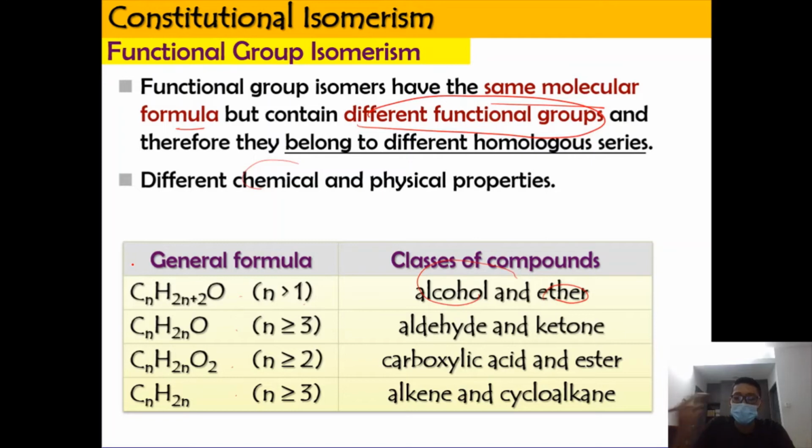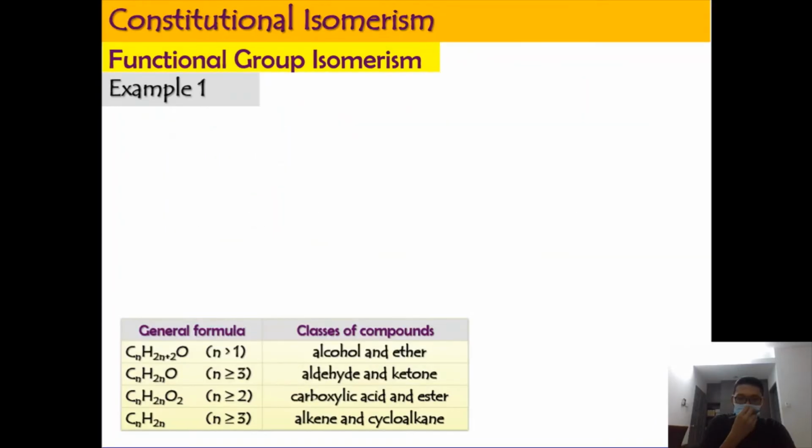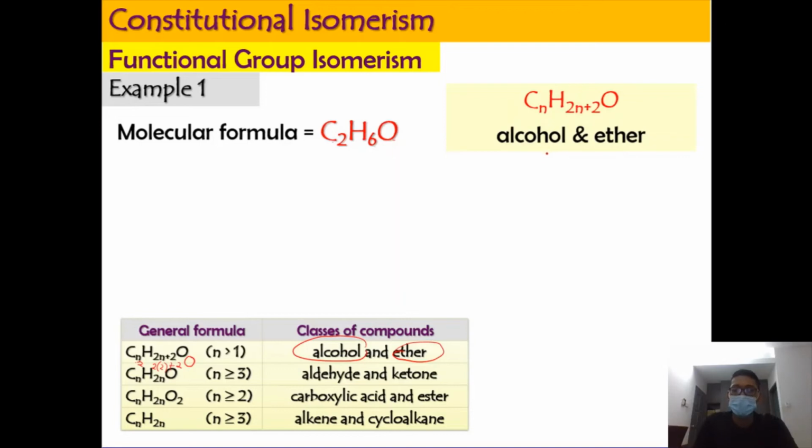Now, let us look into the example in order to understand this situation better. Okay, so example number 1, we have the molecular formula C2H6O. So if you look at here, it's going to be C2, 2 multiplied by 2 plus 2, O. So n is equal to 2, right? So you can draw an alcohol and you can draw an ether from the structure here, where n here refers to 2.